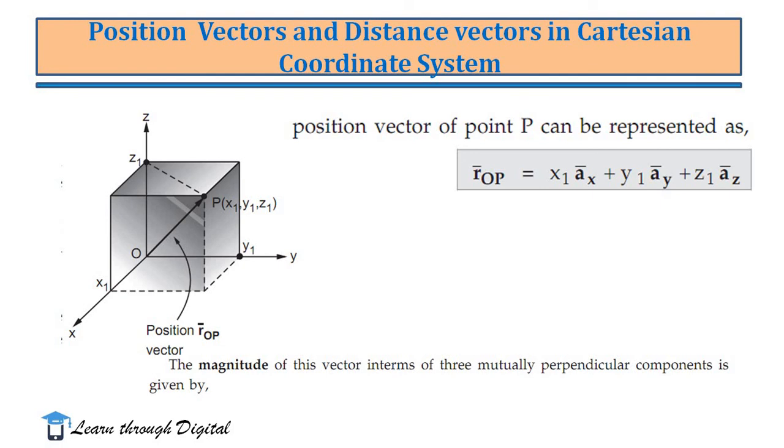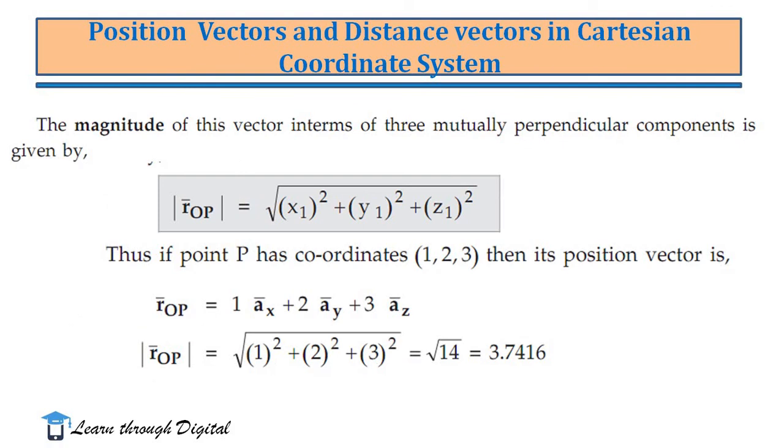The position vector of point P can be represented as R_OP vector is equal to x1 ax vector plus y1 ay vector plus z1 az vector. The magnitude of this vector in terms of three mutually perpendicular components is given by modulus of R_OP vector is equal to root of x1 square plus y1 square plus z1 square.